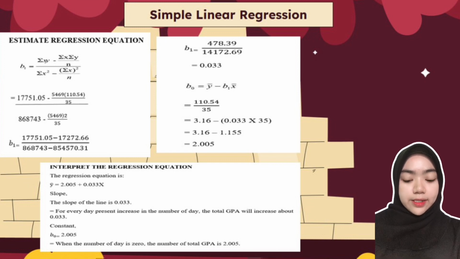Next, the constant is 2.005. When the number of days is 0, the GPA is 2.005.